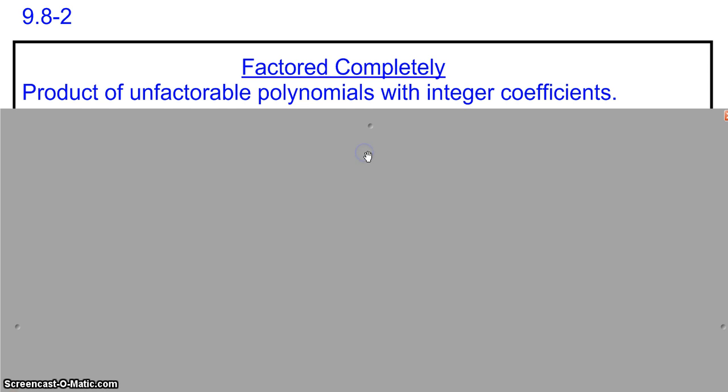Okay, so this is the last section for chapter 9, 9.8-2. We're going to make sure that we have an outline of what it means to have factored a polynomial completely. When you have factored a polynomial completely, you will meet these guidelines. It will be the product of unfactorable polynomials with integer coefficients.